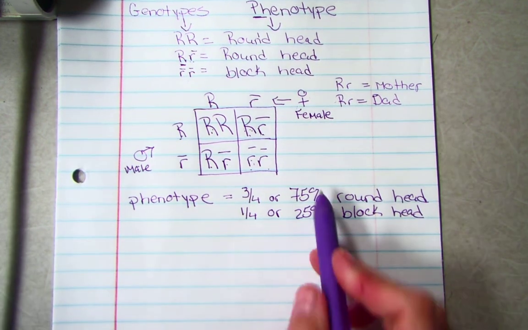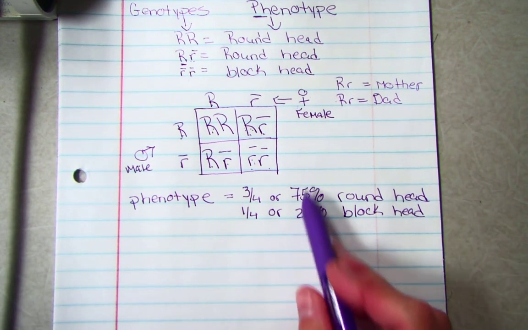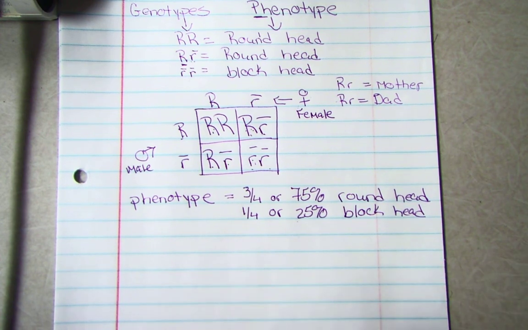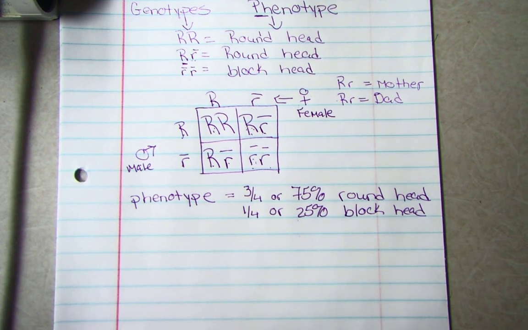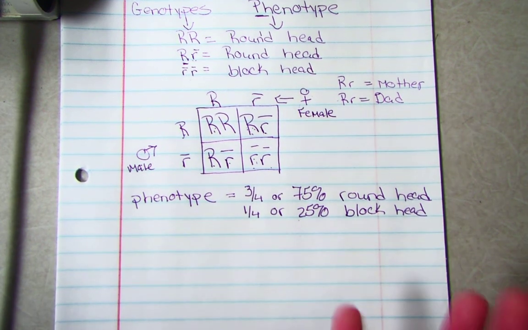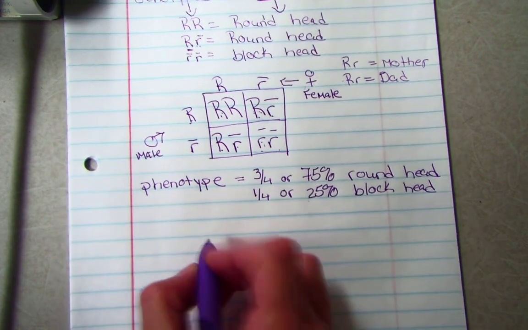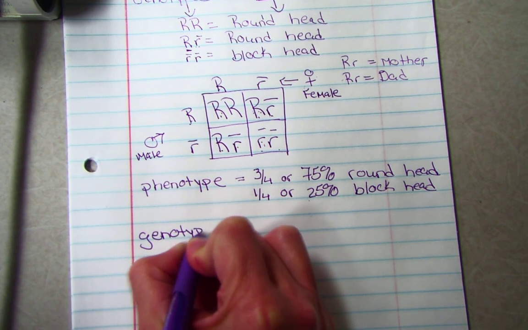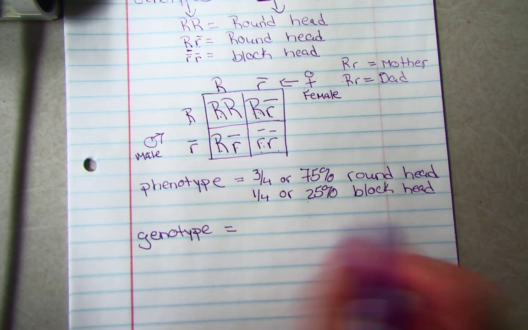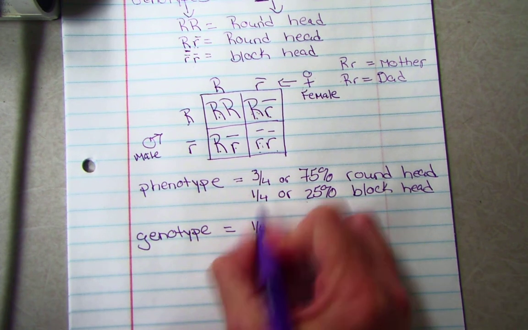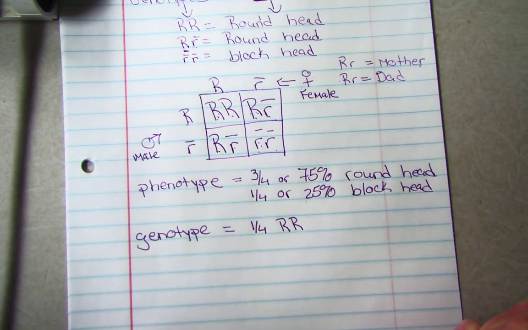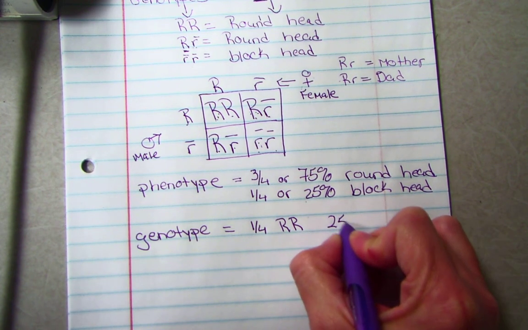Quick way to check it, add these 2 up. If you get 100%, you're good. If you don't get 100, then you've done something wrong and you need to go back and check it. So if you come up with like 125 or just 75, that's when you need to go back and look over. If you want to see your genotype probability, I have 1 out of 4 capital R, which that's going to be 25%.